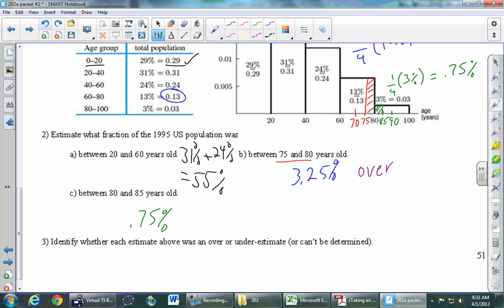These were the real numbers from 1995. So do we think that 0.75 is under or over the real number? That's going to be under, because most of the people that are between 80 and 100 years old today are closer to 80 than 100, right? And so that one should be an underestimate.